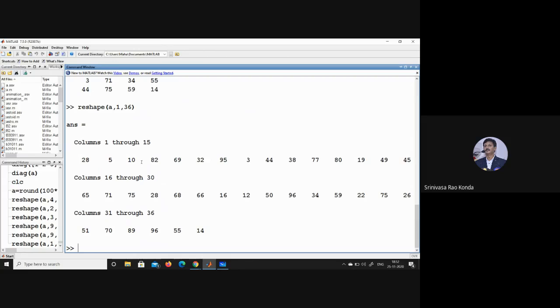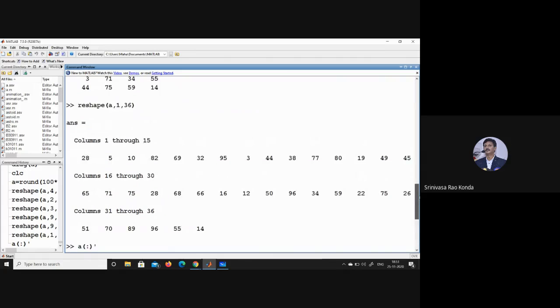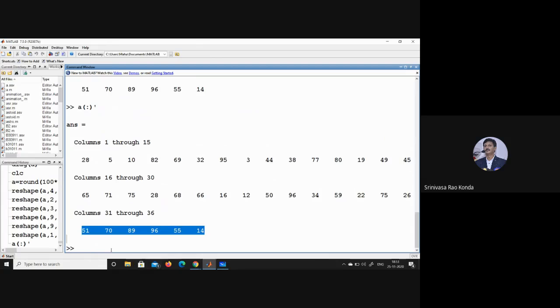We are making it, we are converting it as a row vector. That is nothing but A, all elements, transpose. Both are same. Last row, this is the last. Previous command is last elements 31. Same. Both are same. This is about reshape.